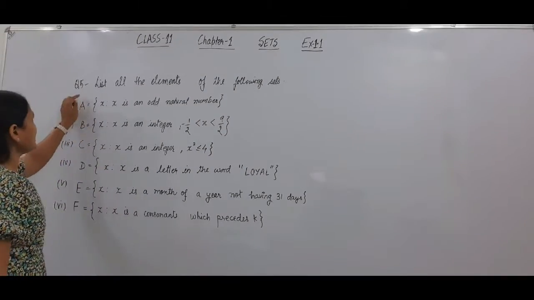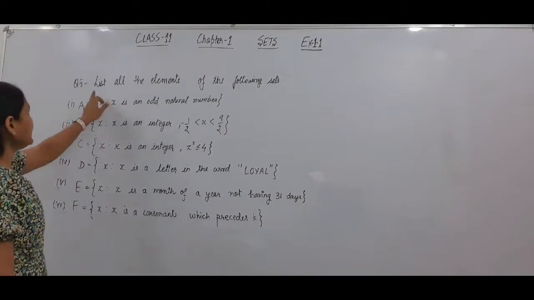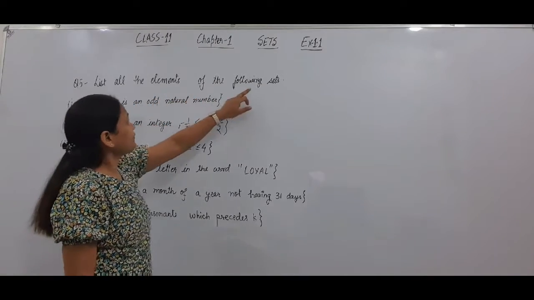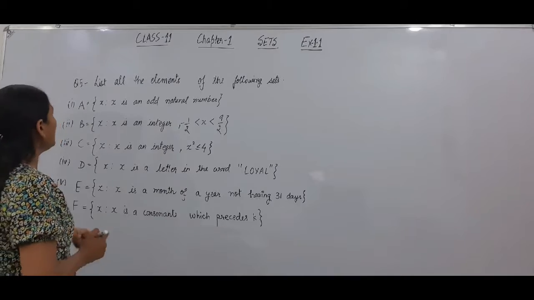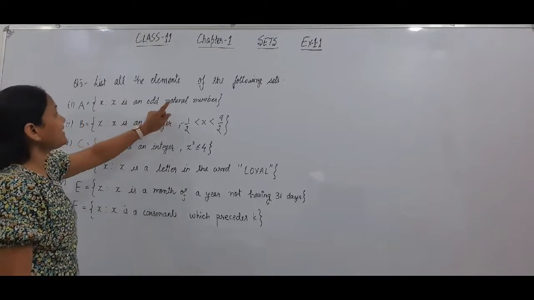Your next question is, list all the elements of the following sets. Your first set is in set builder form: x such that x is an odd natural number.